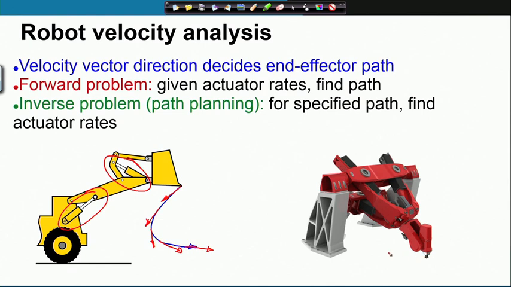The same is the case in this second example, the robot manipulator. If I am able to specify the velocity along the path and determine what should be the actuator expansion rate corresponding to that velocity that I desire at the output, then I should be able to follow the path.